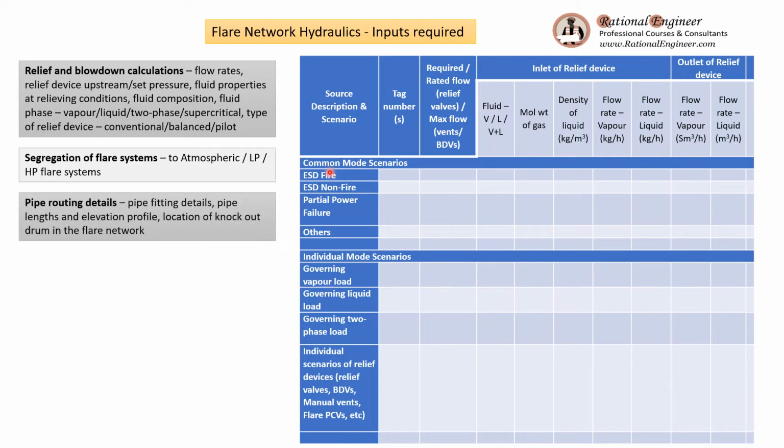The next input required for the flare network hydraulics is the details of pipe routing, such as the length of the pipes, tailpipes, flare subheaders, flare headers, its elevation profile, any bends, fittings, and all such details which are required for modeling of the flare network.